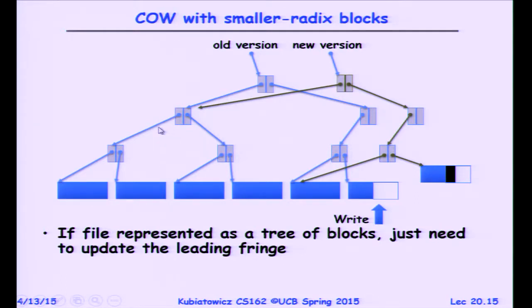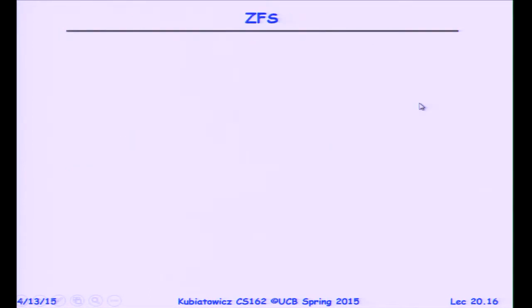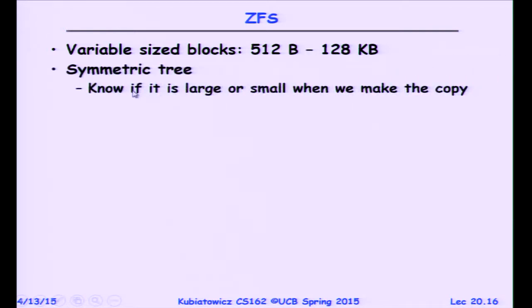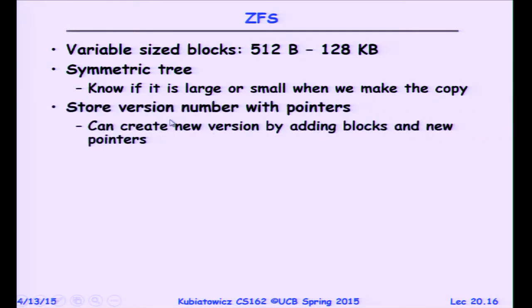copy, basically throw out old versions, which may mean tracing this tree and figuring out which things are actually still in use. So that's a form of file system garbage collection, which can get messy. By the way, I don't want to prolong this any longer, but ZFS is a file system that works exactly this way. It has variable size blocks. It's a asymmetric tree, and basically it stores version numbers with the pointers.